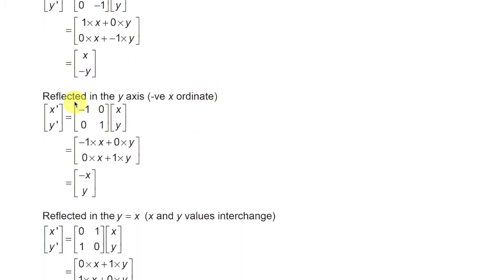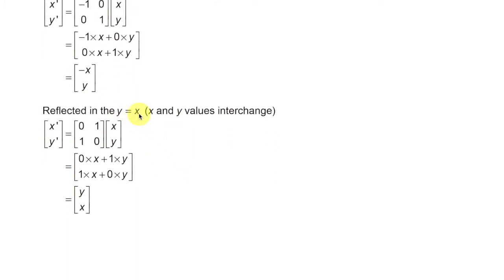Similar idea for reflection in the y-axis, except I've got a -1 here and a 1 there, and not surprisingly, look what it produces. And if it's reflected in the line y equals x, we just simply want to interchange the x and y values. So the new x and y values are going to equal the original, being pre-multiplied by this matrix. Zeros along the diagonal this time, and 1's there. And look what happens. The new x value is going to equal the original y value, and the new y value is going to equal the original x value.